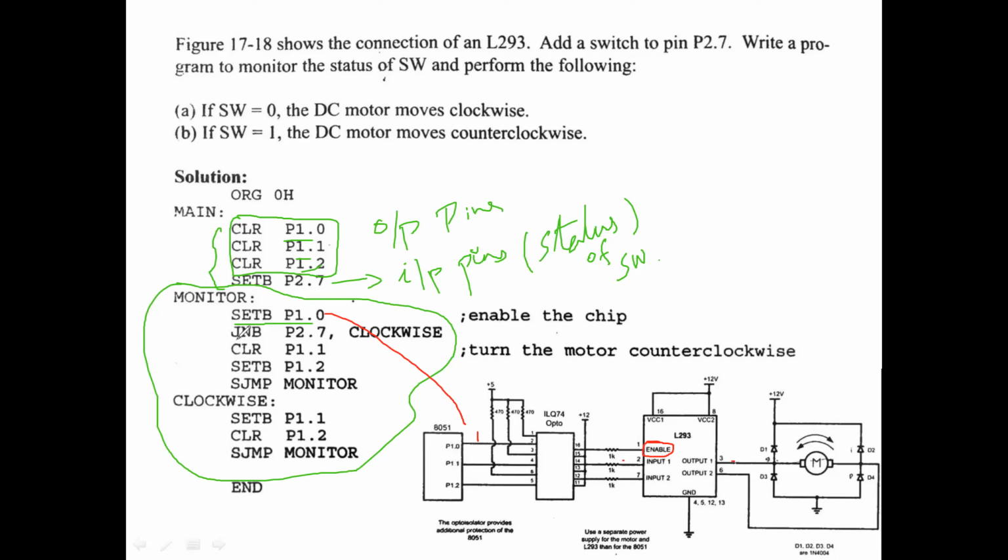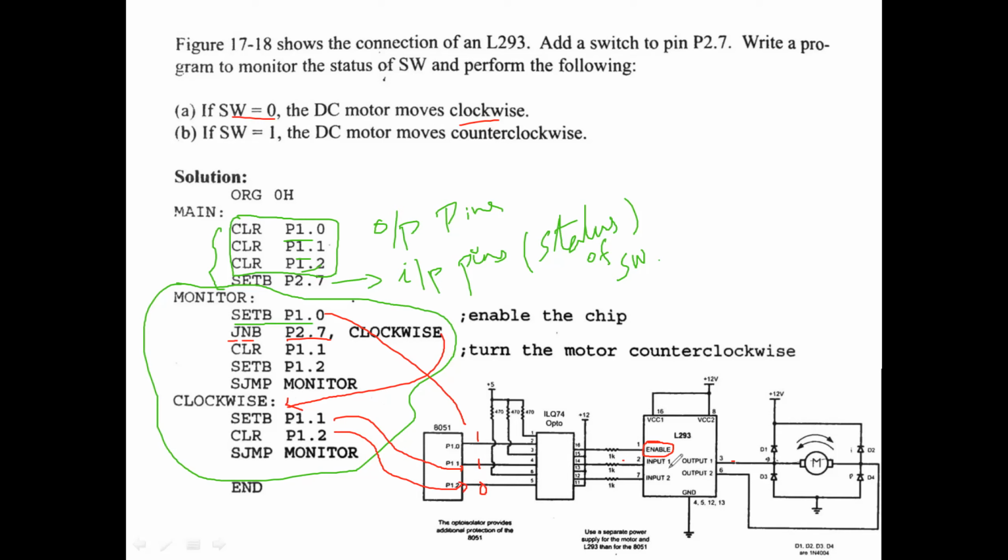Jump if bit is not set, that is, if P2.7 is not set. When the condition is not set, rotate clockwise. For the clockwise direction, make P1.1 as 1 and P1.2 as 0. This is for the clockwise direction.